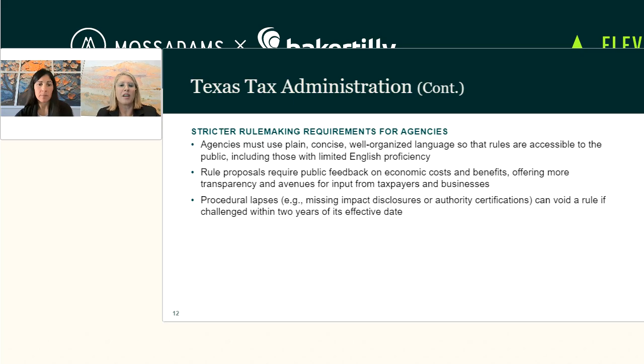The next item here, just around writing those regulations and rules, is having them use a lot more plain language, very concise rules that get to the point. They're organized in a manner that makes sense, and also requesting public feedback. So it gives large taxpayers, or any taxpayers really, an opportunity and a voice to provide feedback on how the changes could unintentionally impact or affect their business.